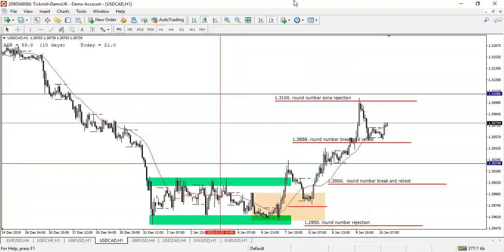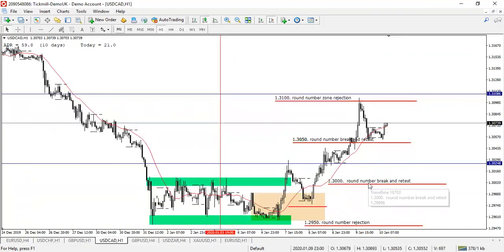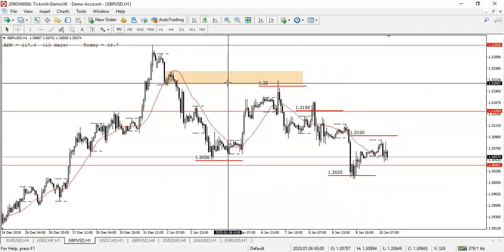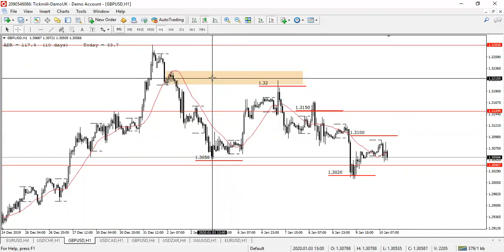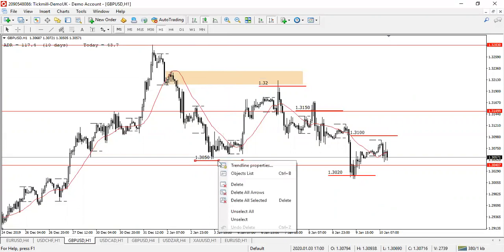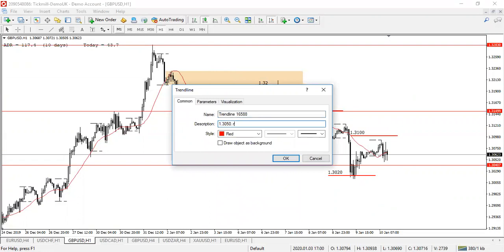Okay, let me go to another pair. Let me go to GBPUSD. Very interesting as well, guys. Okay, let us start from Monday. On Monday, when the market opens, you have a clear 1.350 rejection because price comes down, and it closed above the round number. So this is round number rejection, guys.